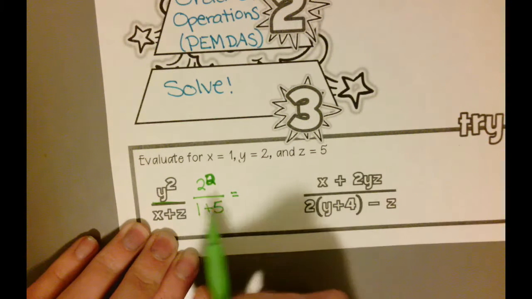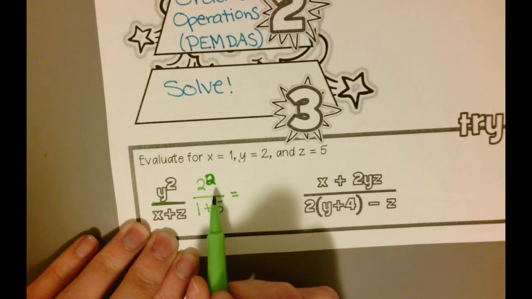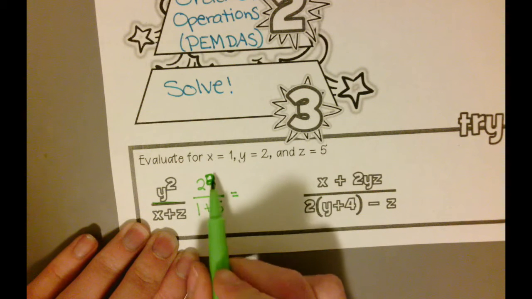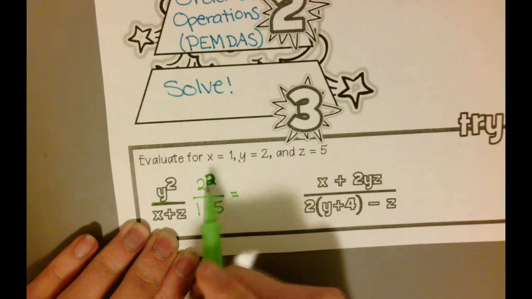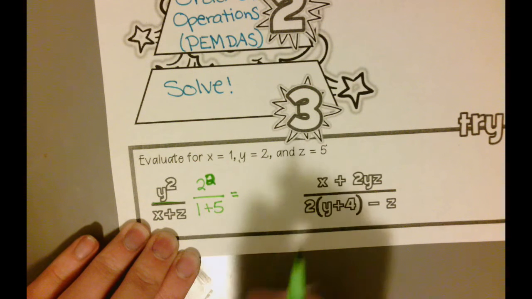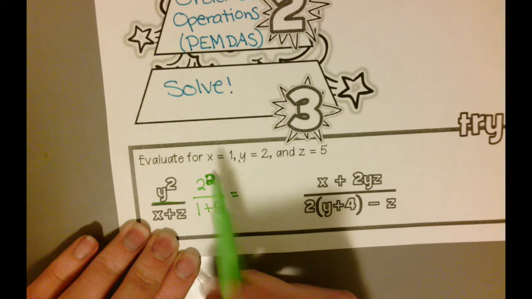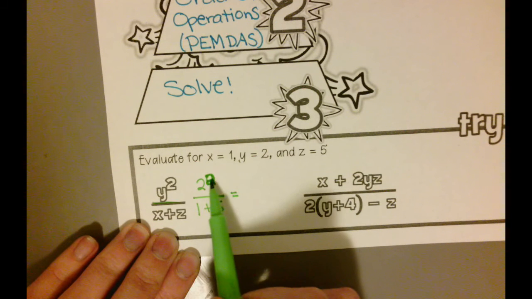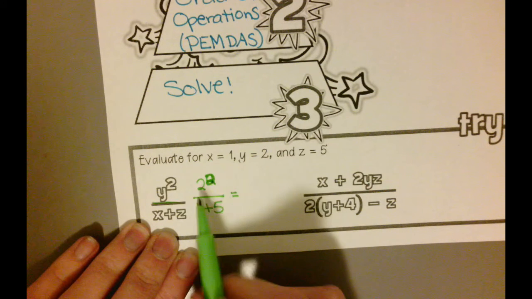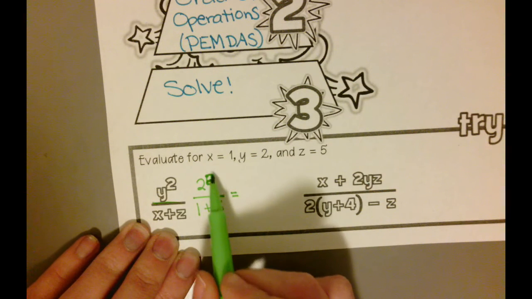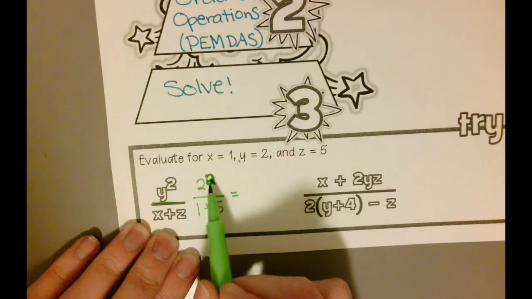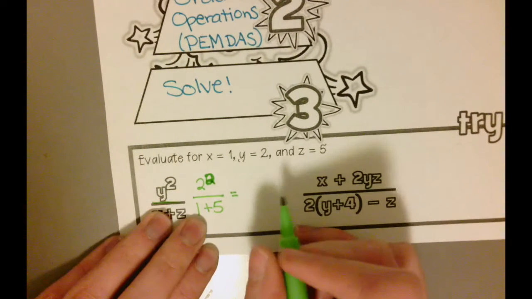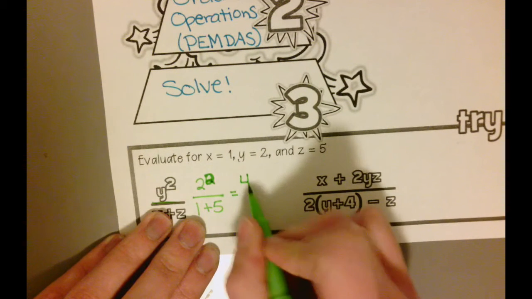I don't have parentheses, so I'm going to do exponents first. 2 squared is 2 times 2. Remember that it's not 2 plus 2. That repeated addition is the same thing as multiplication. We're not doing 2 times 2 just because we have this squared. We're doing 2 times 2 because we're repeating 2 twice and we're multiplying it together. Okay, so this is going to be 4 on top.